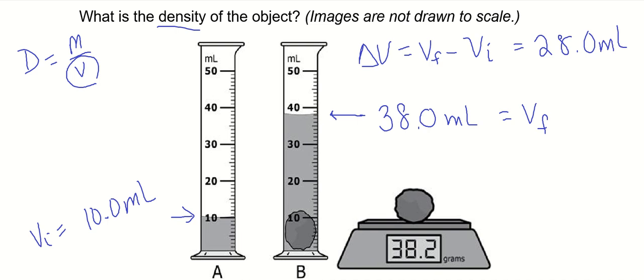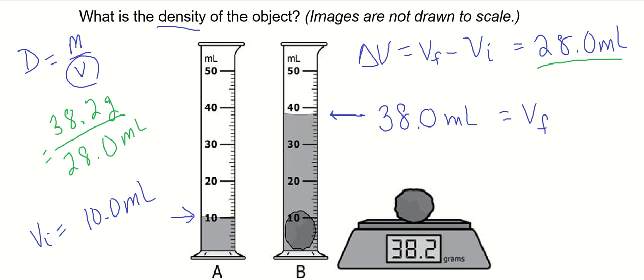The mass from the scale is 38.2 grams, and that's going to go over the volume that we just measured, which is 28.0 milliliters. Both our measurements have 3 significant figures. Our answer should have 3 as well.